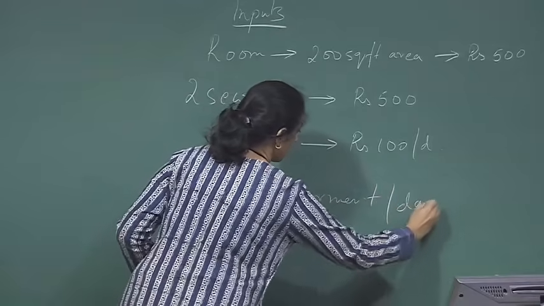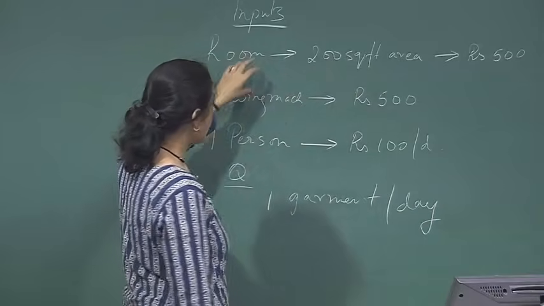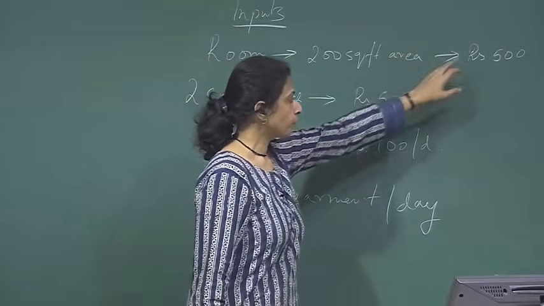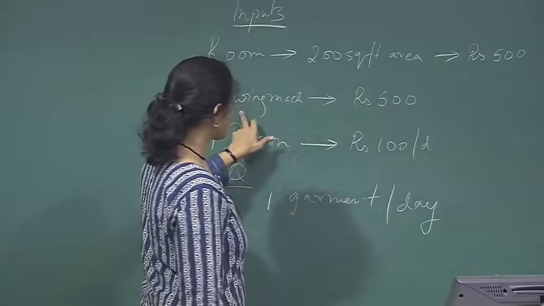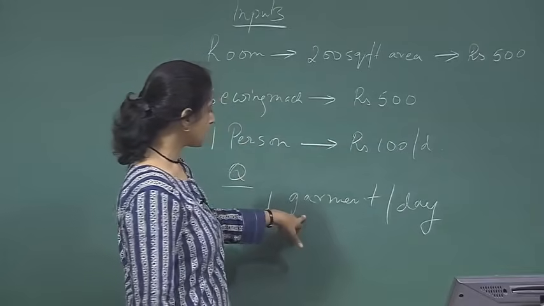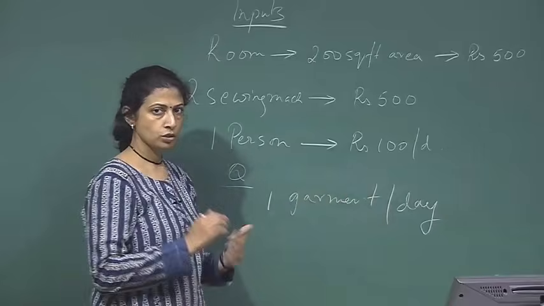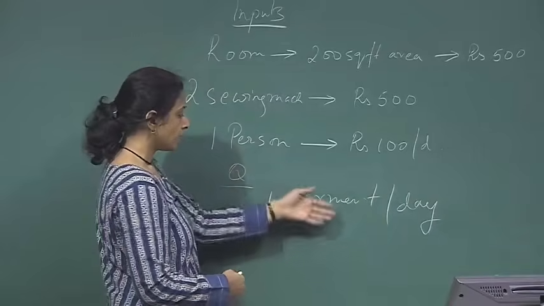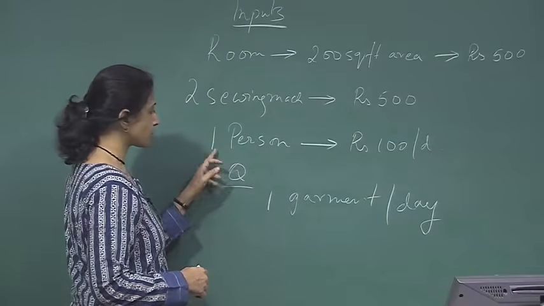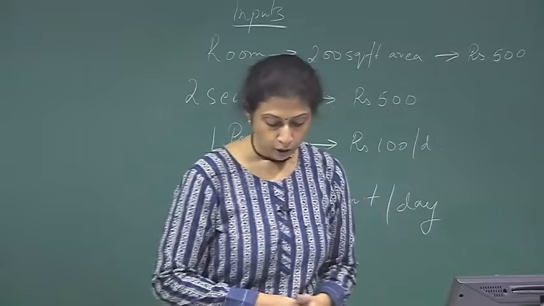per day. So when the person starts off with a shop, he has to incur the cost of this entire 200 square feet area of room for rupees 500. He has to pay for the two sewing machines, and then he hires a person, and he gets an output of one garment per day. Since there is only one person, there is no way that he can increase the number of garments. The only way he can increase his output is by hiring more people.